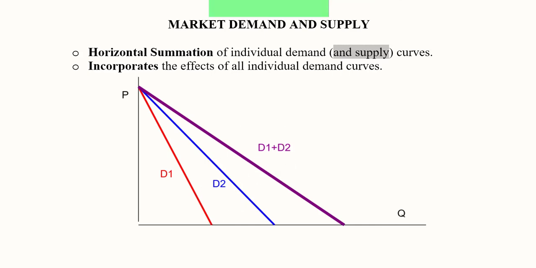When we do, it becomes another demand curve which is having the influence of D1 and D2 together, and definitely it is having lesser slope as compared to these two. So simply it is the horizontal summation of the individual demand curves.